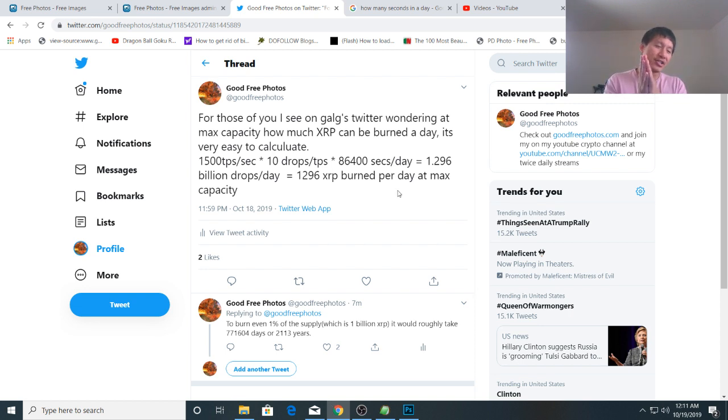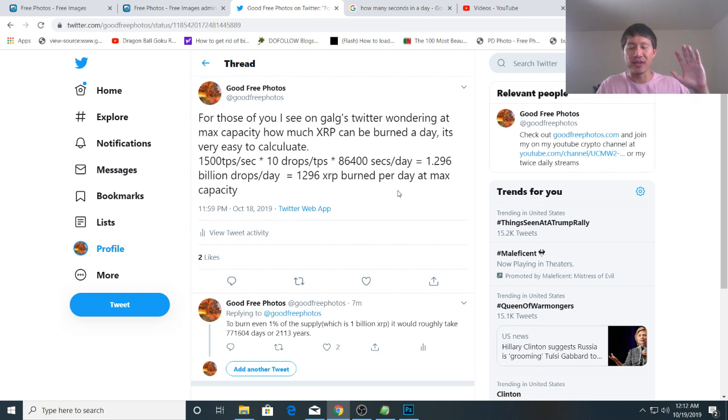So the total supply of XRP is 100 billion XRP, because that's basically how much was created. I know half of it's in escrow, but eventually it's all going to be released. So the total supply is 100 billion XRP. 1% of that is 1 billion XRP. So if you burn 1,296 XRP per day, to burn even 1% of the supply, which is 1 billion XRP, it would take roughly 771,604 days, or 2,113 years to burn even 1% of the supply.